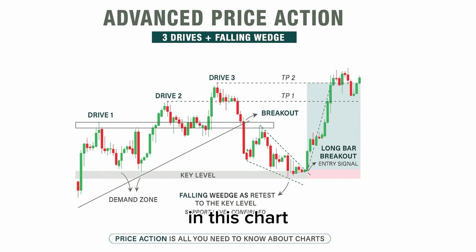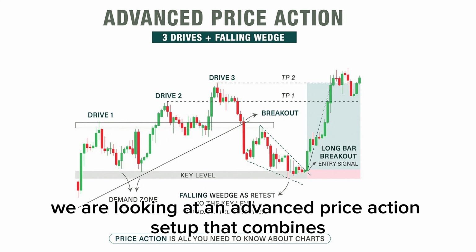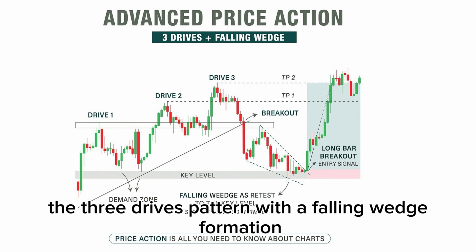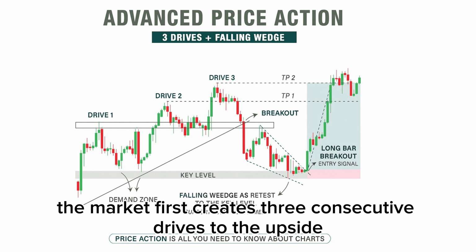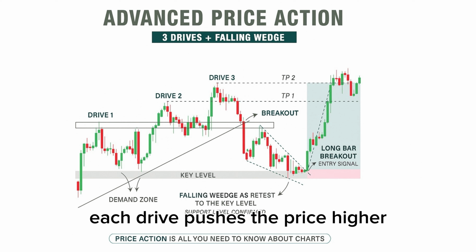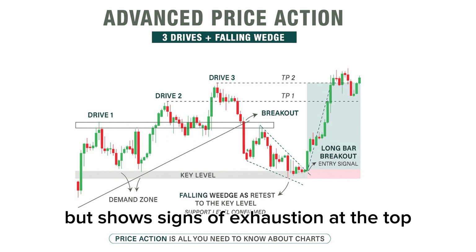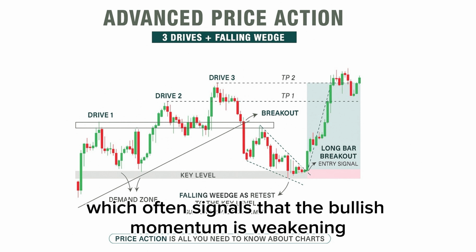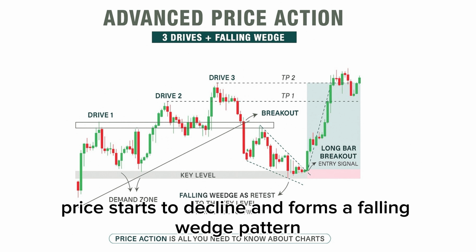In this chart, we are looking at an advanced price-action setup that combines the three drives pattern with a falling wedge formation. The market first creates three consecutive drives to the upside, labeled Drive 1, Drive 2, and Drive 3. Each drive pushes the price higher, but shows signs of exhaustion at the top, which often signals that the bullish momentum is weakening. After the third drive, price starts to decline and forms a falling wedge pattern.